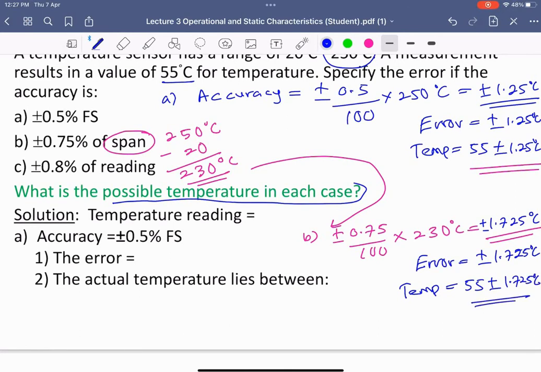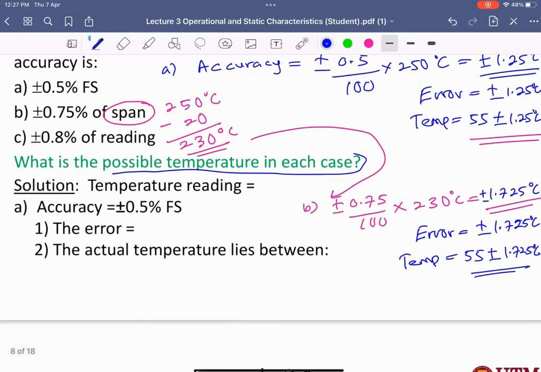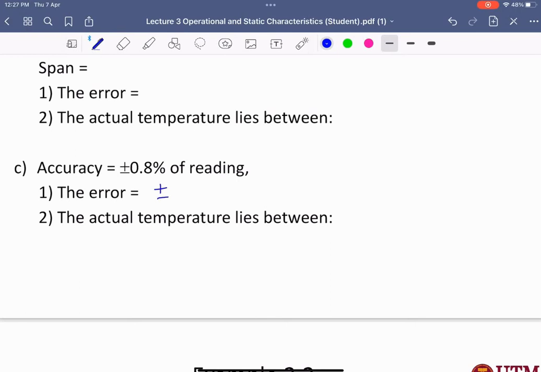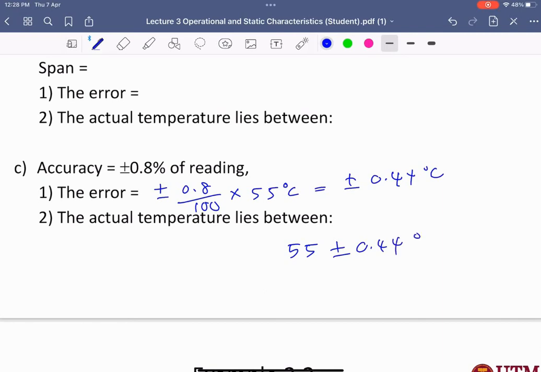And number 6 of the reading, I think you can continue it, right? It will be simple. This one will be plus minus 0.8 over 100 times 55. Then you get the error, plus minus 0.44 degree, and then your temperature is 55 plus minus 0.44 degree. I think it's very clear.